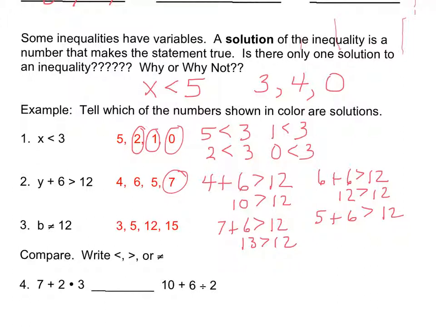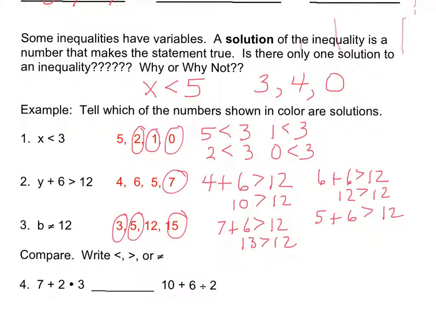Number 3, I want to know b is not equal to 12. Well, I know that 3 doesn't equal 12. I know that 5 doesn't equal 12. 12 does equal 12, so that doesn't work in our solution. And 15 doesn't equal 12.